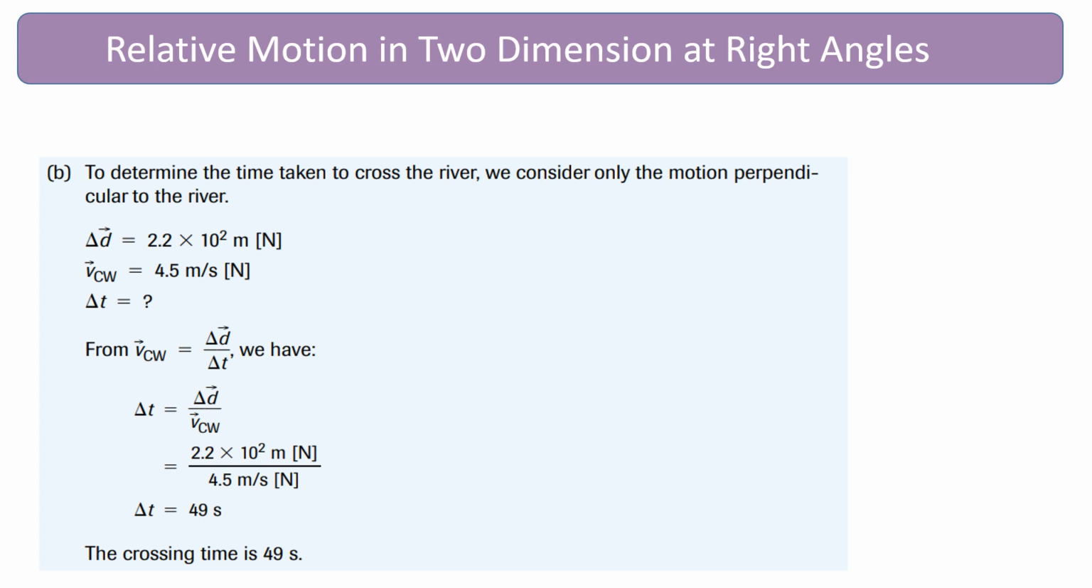Well, we have the relationship that velocity is equal to change in distance divided by change in time. So we're going to apply this to find the time. The change in time is 2.2 times 10 to the exponent 2 meters north divided by 4.5 meters per second north, which works out to be 49 seconds. So it's going to take 49 seconds to cross the river.